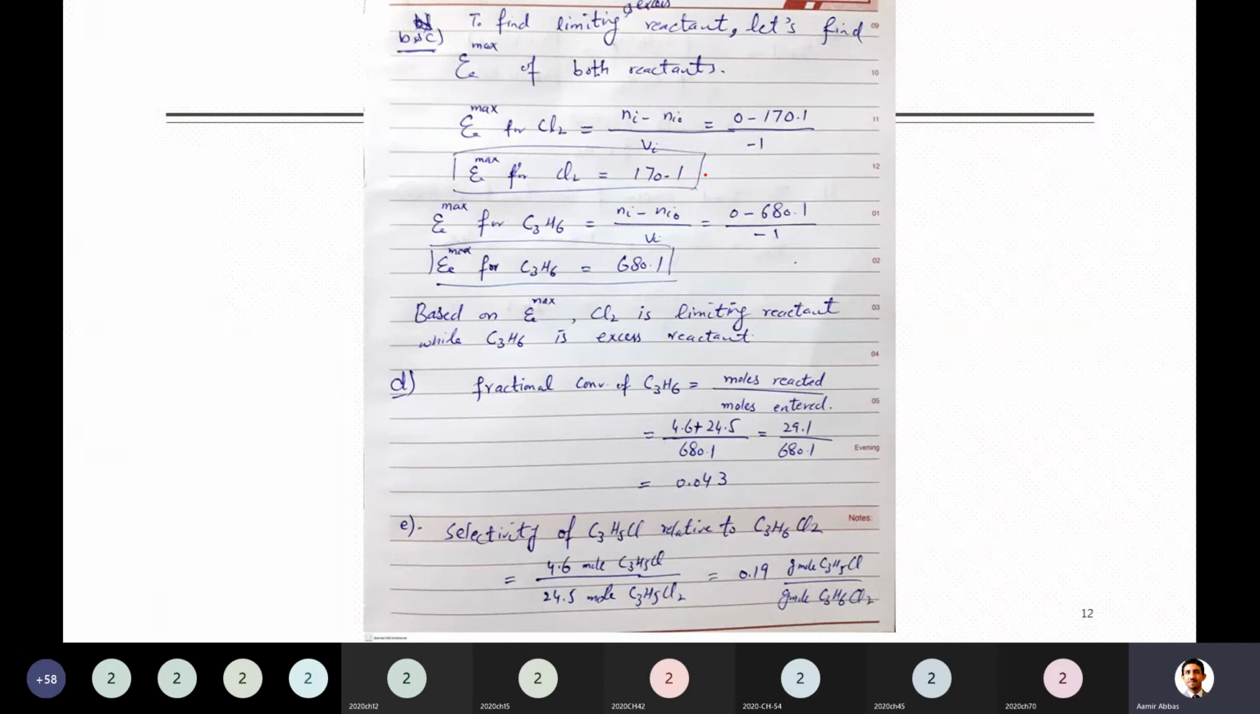So right here it is -1, so we have calculated maximum extent for chlorine. So next maximum extent for propylene, so that also means at the outlet you have to consider 0, and at inlet you have just calculated, divided by, again for this the stoichiometric coefficient is -1 because in both of the equations we have the same value, so that's the 680. So based on these values of maximum extent, which one should be limiting now?